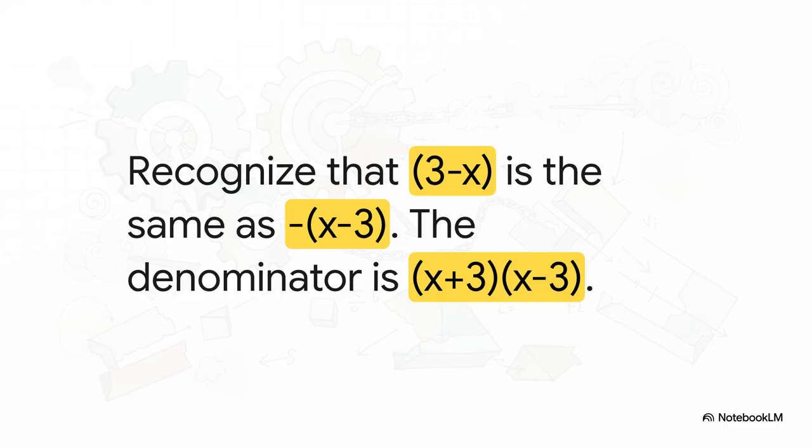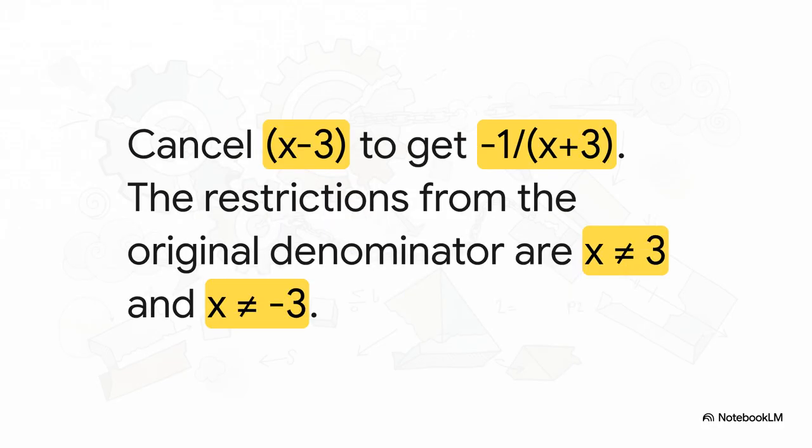But the numerator, 3 minus x, notice how it's the exact opposite of x minus 3? We can actually factor out a negative 1, which lets us rewrite it as negative 1 times x minus 3. And boom, a common factor appears. Now we can cancel out the x minus 3 on the top and bottom. That leaves us with a negative 1 in the numerator and an x plus 3 in the denominator.